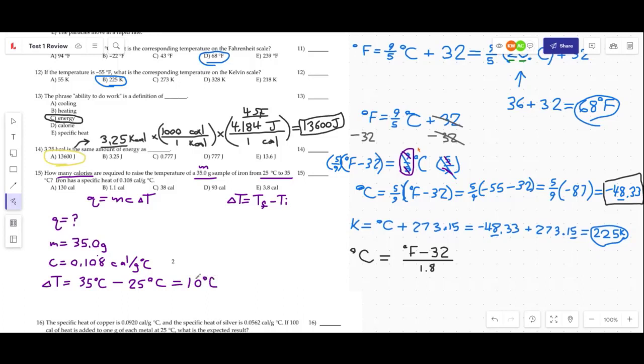But there we go. We have 10 degrees Celsius as our change in T, or delta T. So now all I have to do at this point is plug in the information. Plug in my numbers. So 35.0, and 0.108 calories per gram degree Celsius.